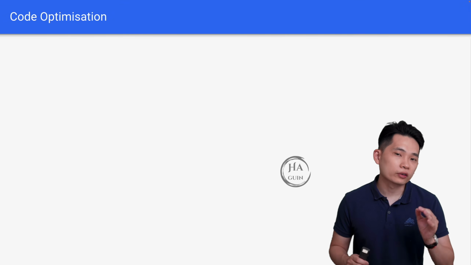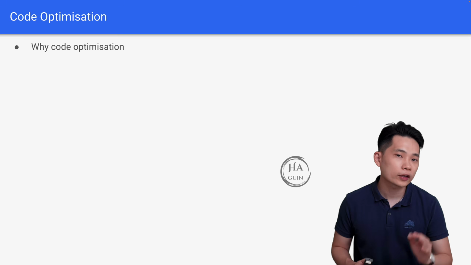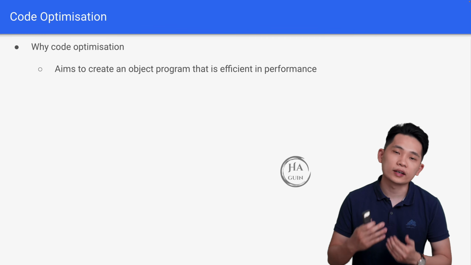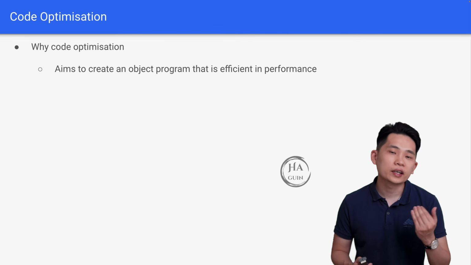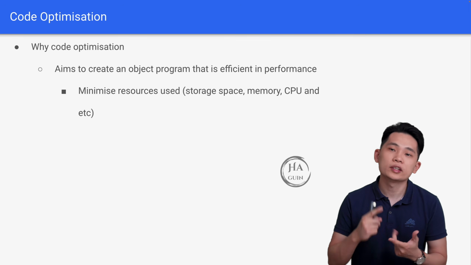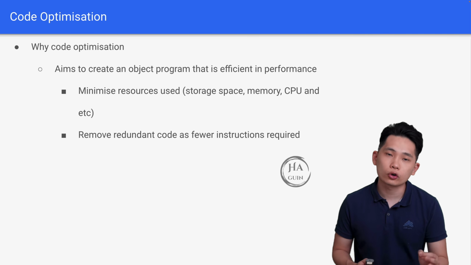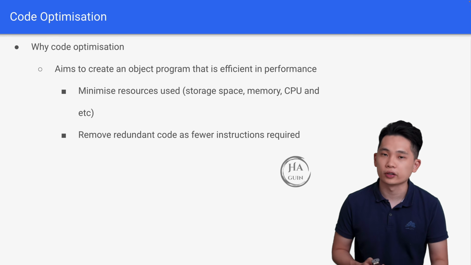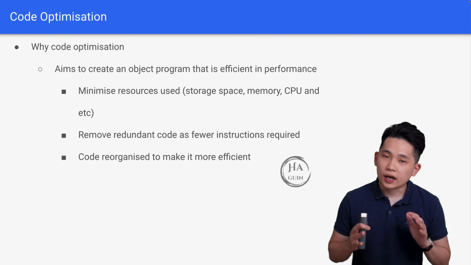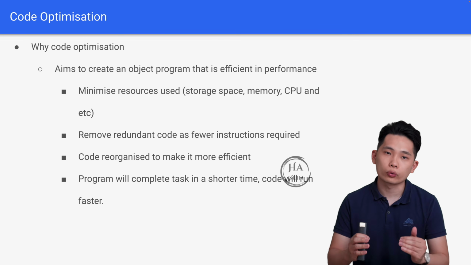Now, let's talk about the final stage, which is code optimization. First of all, why code optimization? It aims to create an object program that is efficient in performance. It minimizes resources used such as storage space, memory, CPU, and so on. It also removes redundant code, as fewer instructions are required. Code will also be reorganized to make it more efficient. Lastly, the program will complete tasks in a shorter time, so the code will run faster.